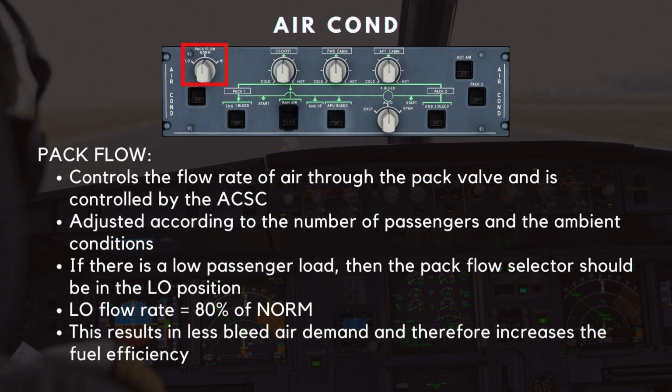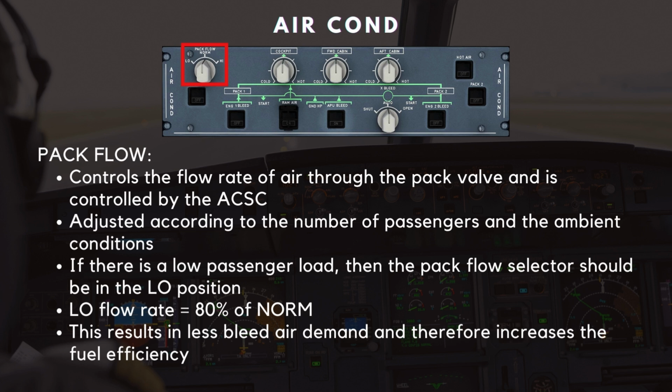First up is the pack flow selector. This controls the flow rate of air through the pack valve and is controlled by the ACSC. It is adjusted according to the number of passengers and the ambient conditions. If there is a low passenger load, then the pack flow selector should be in the low position. The exact passenger number is airline and aircraft variant dependent, so consult your FCOM for this particular number.